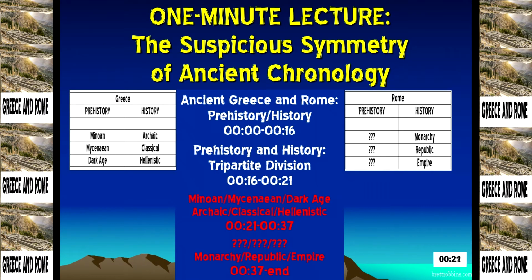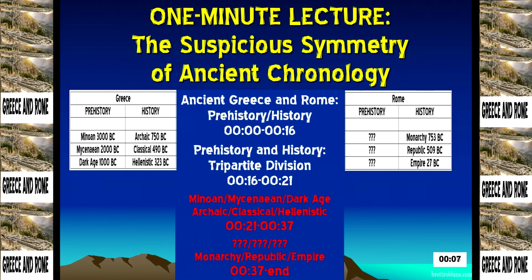For Rome, prehistory requires us to get into the most detail of any of these categories. So we're going to hold off on that today and go just to history. First you have the monarchy, then you have the republic, and then you have the empire. So those are the categories that you're going to find in all of the introductory history books to ancient Greece and Rome without exception.